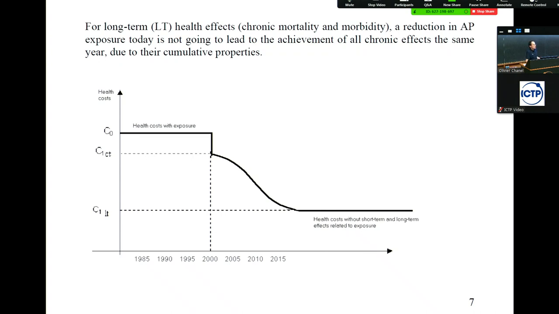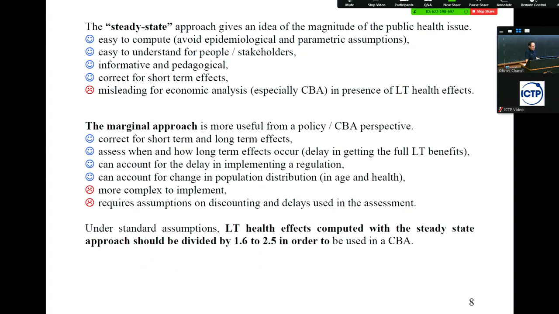First reason, due to the way the body recovers, and second reason, because the policies to be implemented to move from one level of exposure to a much lower level are going to require some time, and this time is going to affect the computation of the long-term health effects. So for these two different approaches, there are some drawbacks and some advantages.